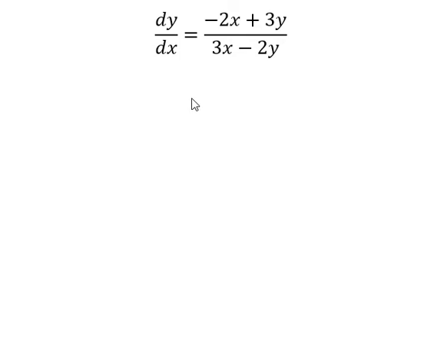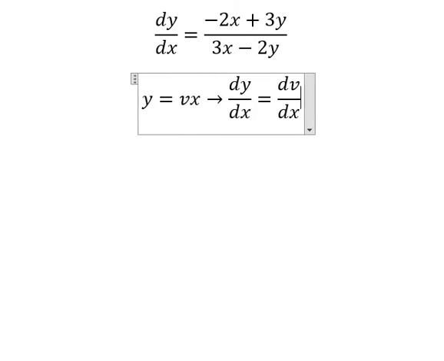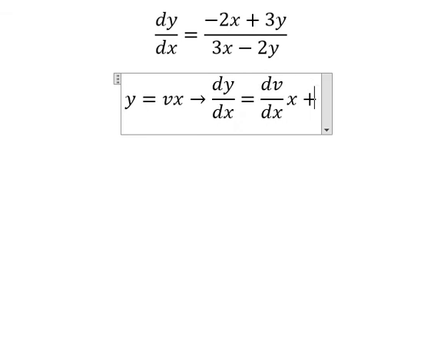This is about homogeneous. So in this situation, I will put y equals vx. So if we first take the derivative of both sides, we have dy over dx. So we first take the derivative of v, so we have dv over dx multiplied by x. Then the derivative of x is 1, so we just have only v.